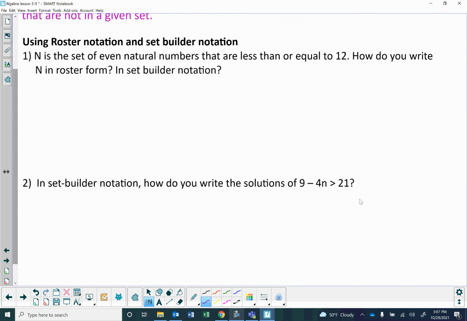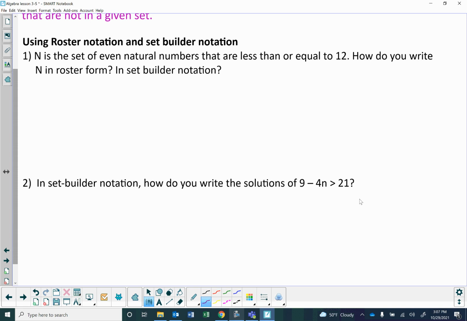It tells us that n is the set of even natural numbers that are less than or equal to 12. Remember, natural numbers are your counting numbers. No fractions, no decimals, no negatives. Okay, and no 0, because we don't start with 0. How do you write n in roster form and in set builder notation?